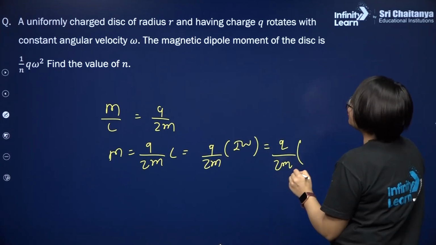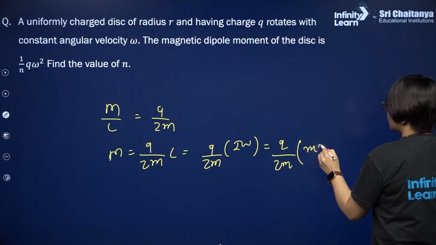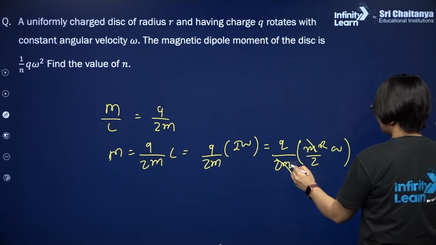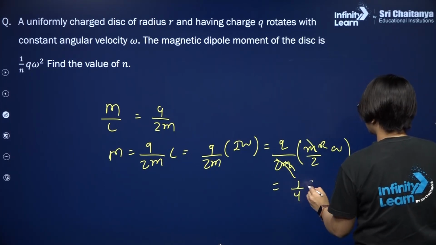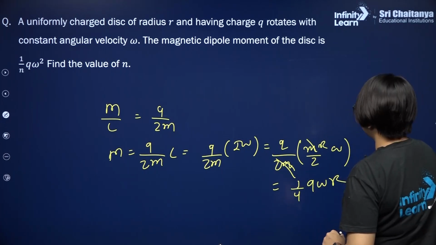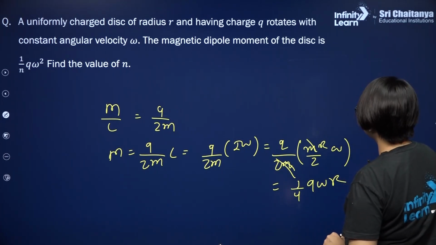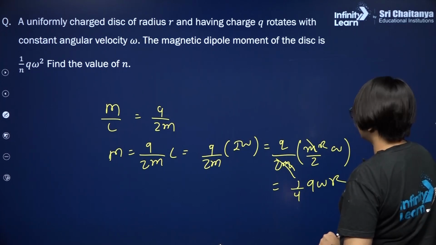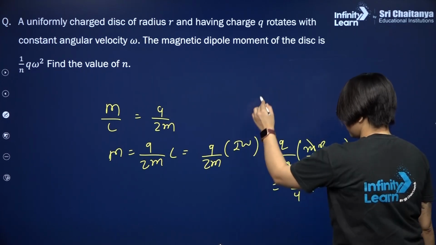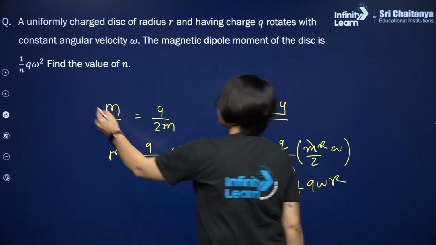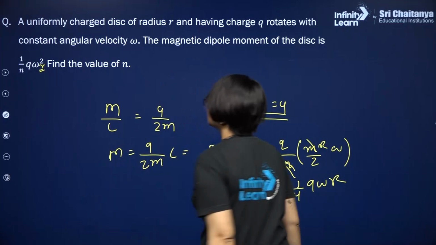And this is a disk, so it is MR square by 2 into omega. The 2 cancels over here. So this is 1 upon 4 q omega R square, right. So over here, q omega R square, n will be 4. In this situation n is 4.